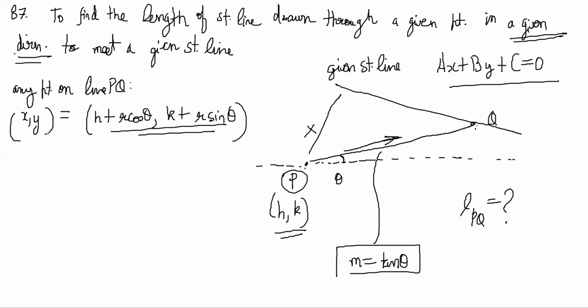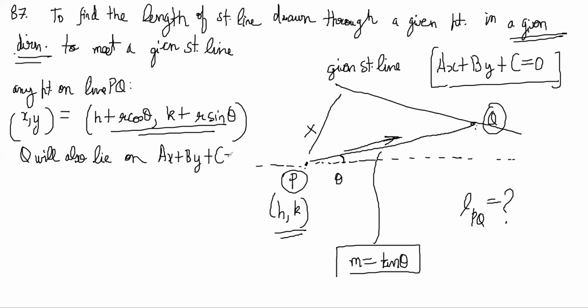Now any point xy can be written like this. So there will be a point Q which will also fit this pattern, right? But Q will also lie on that line, this line, ax plus by plus c. So then we put that value of h plus r cos theta, and we can find the value. Q, which looks like this, will fit this line also.